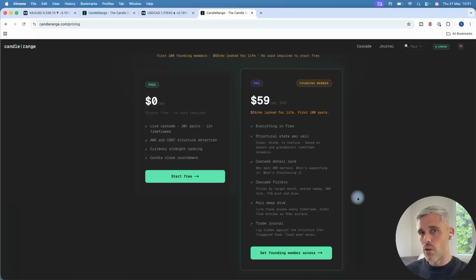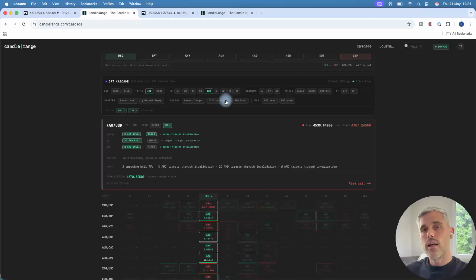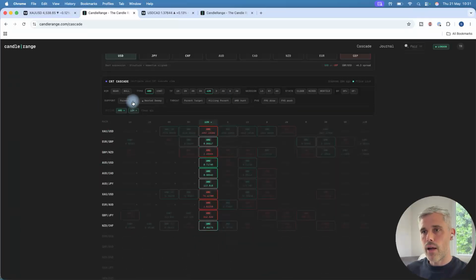And over the next couple of days and weeks, I'm going to be going incredibly deep on all of the different setups that exist in candle range. You've got parent fuel, nested sweeps. These are some of the highest probability AMDs that you can trade. Parent target, when children are actually looking to kill their parents. AMD hunting. The use of fair value gaps and how they relate to active AMDs and continuations. So it sounds like a lot, but I'm going to go into this in detail.